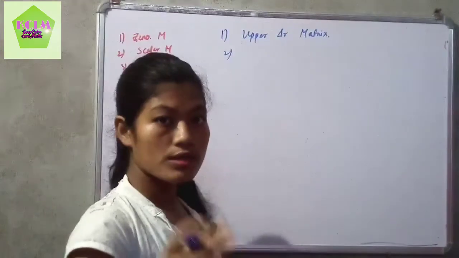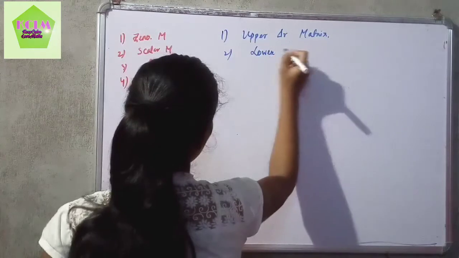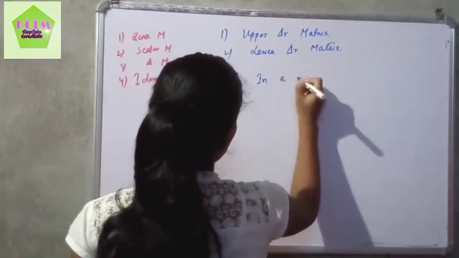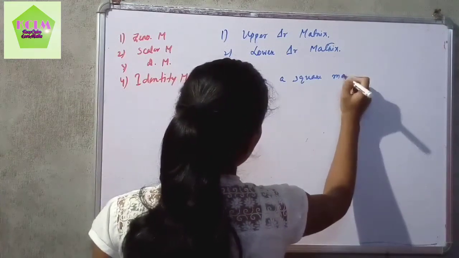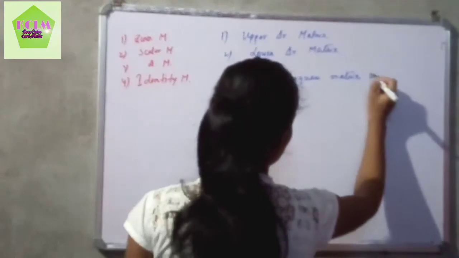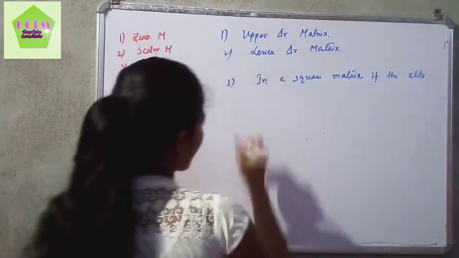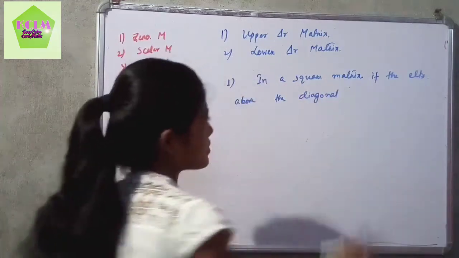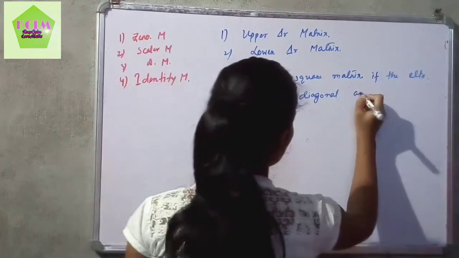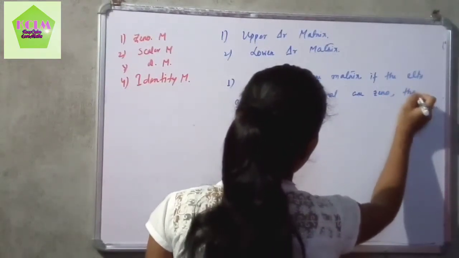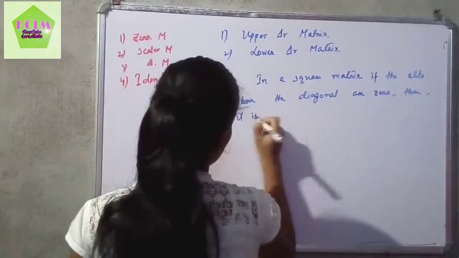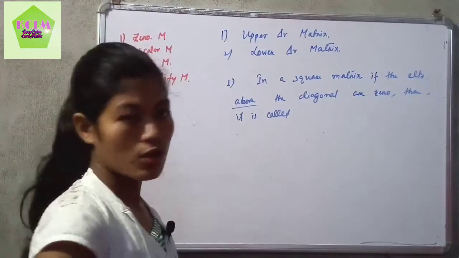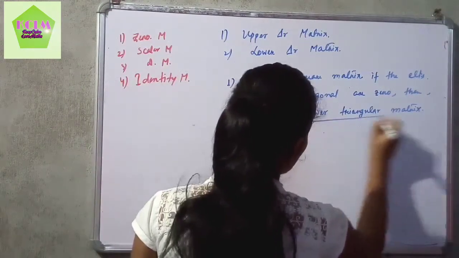and the other one is lower triangular matrix. So in a square matrix, if the elements above the diagonal are 0, then this matrix is called lower triangular matrix. This is called lower triangular.